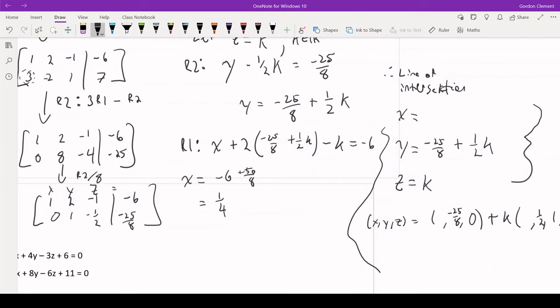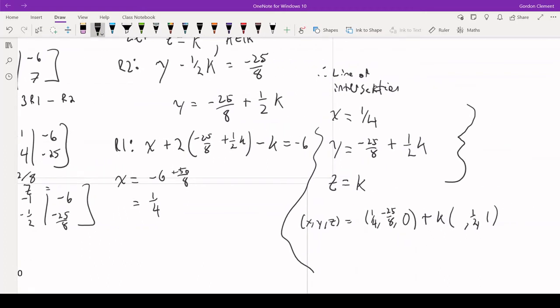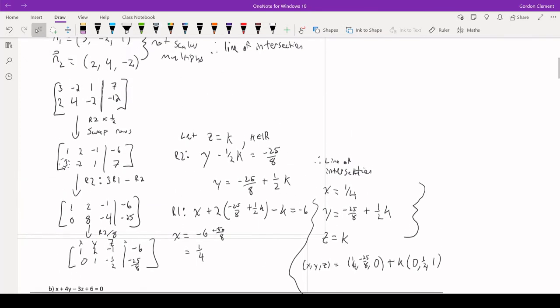So x is just 1/4. So its parametric equation looks like 1/4 and 0. So that's the equation of our line of intersection. So it's not moving in the x direction. It's kind of vertical through there, which is neat. Okay, so that's how we find a line of intersection when we have two row matrices, two planes.